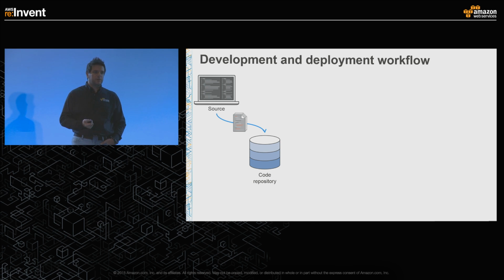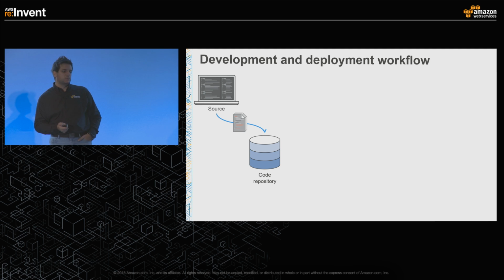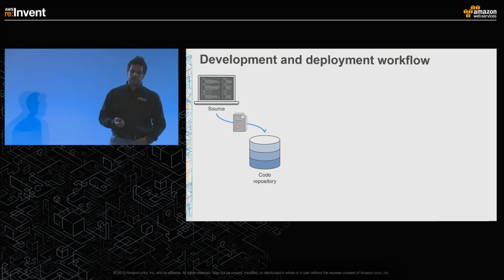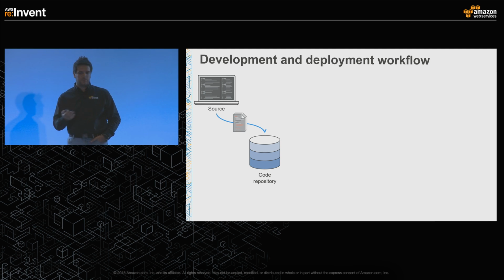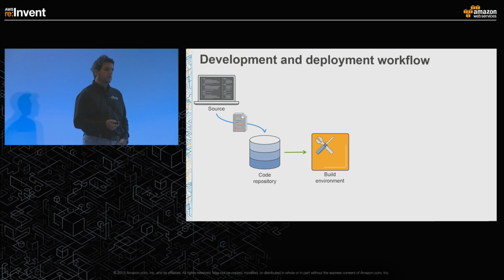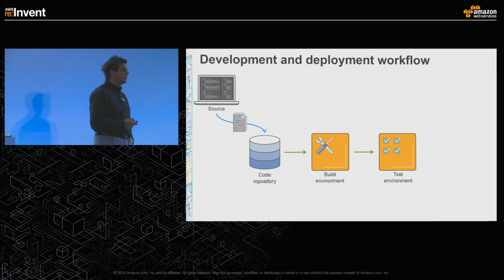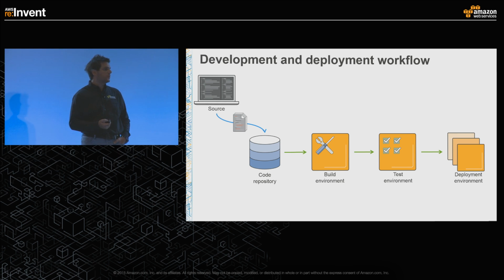For our sample application, the typical workflow will look something like this. We have our source that we write on our development machine, on our laptop, for example. We make some changes, push them to a code repository. Typically, that would trigger a build on our build environment that would create the new artifacts for our new version of our code. Once those artifacts are ready, then we can test them, make sure that they don't break any existing functionality, for example, and then we are finally ready for deployment.